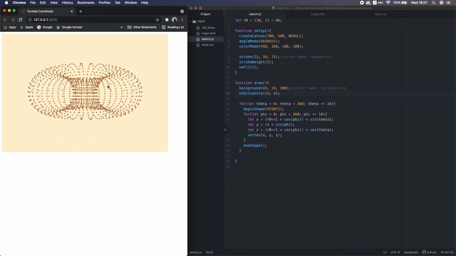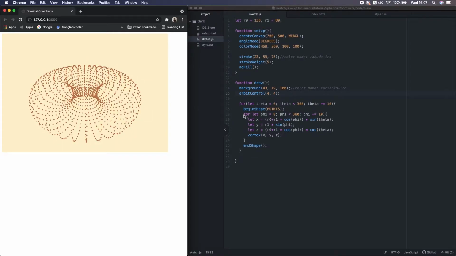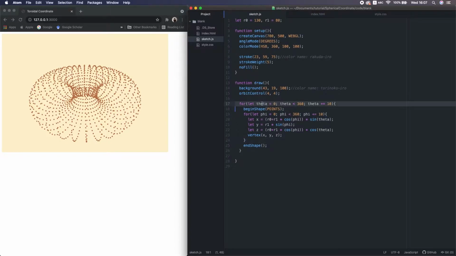That's beautiful, isn't it? So we already baked one donut in p5.js. Here, I made a two-dimensional loop to go through theta and phi. Then I draw a vertex at every 10 degrees of the two angles. Then I copy the formula here, and set the two radii I defined here.